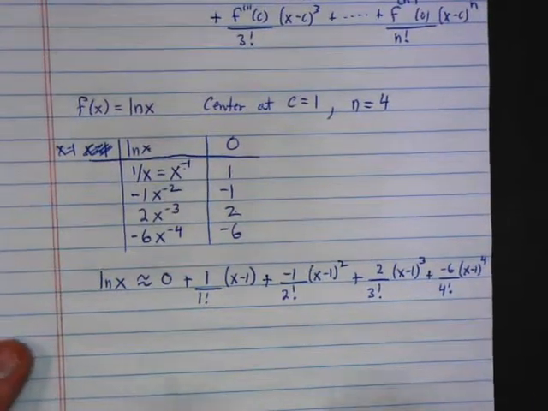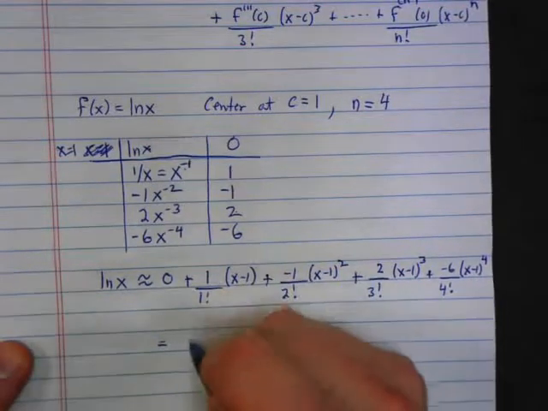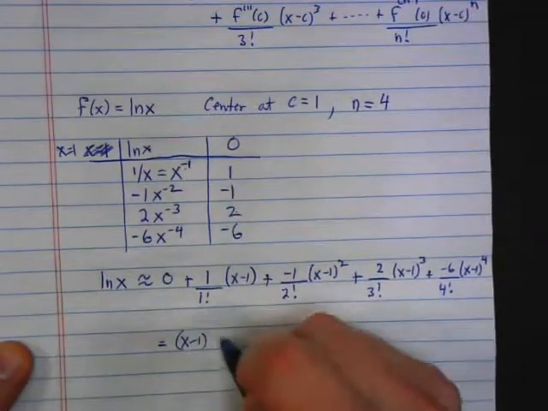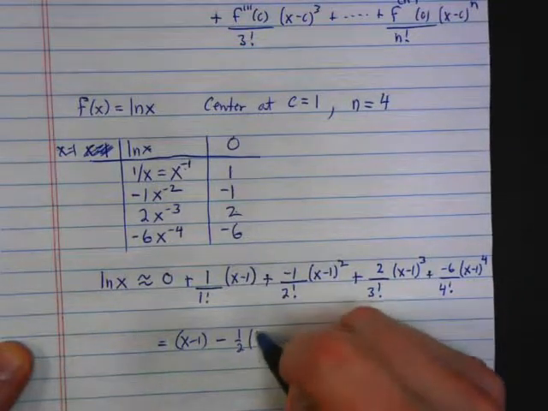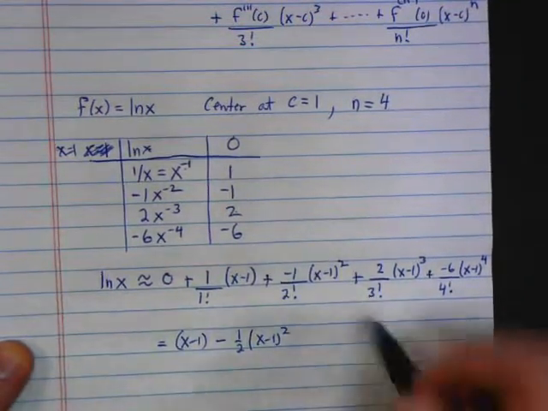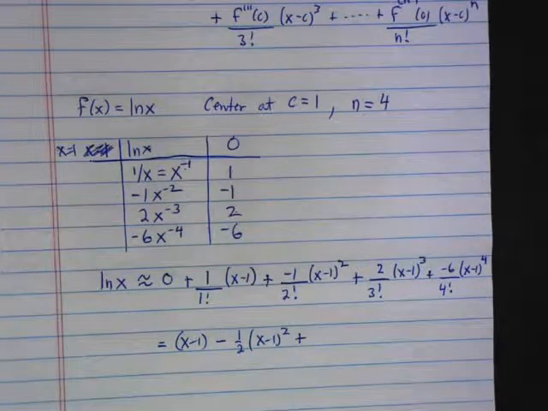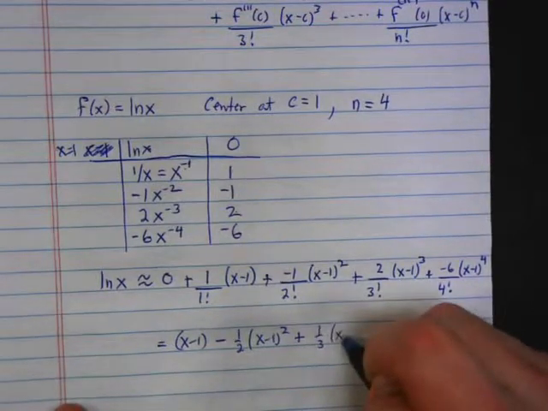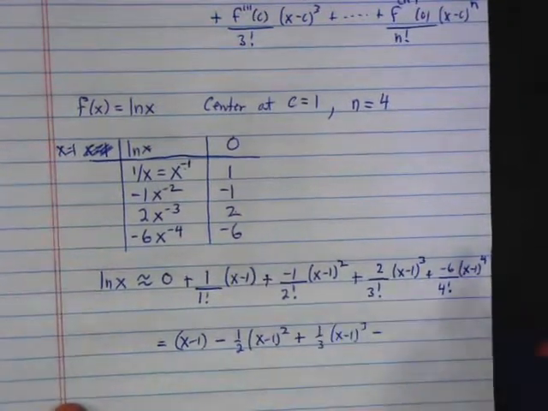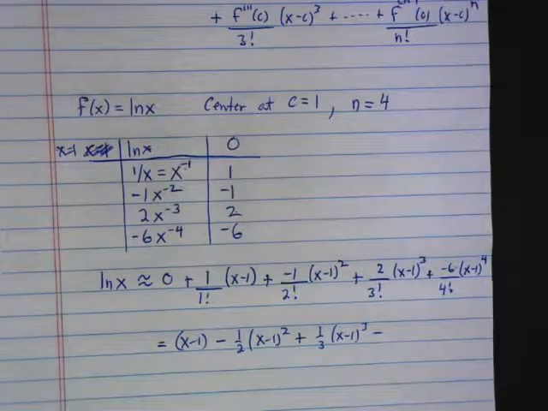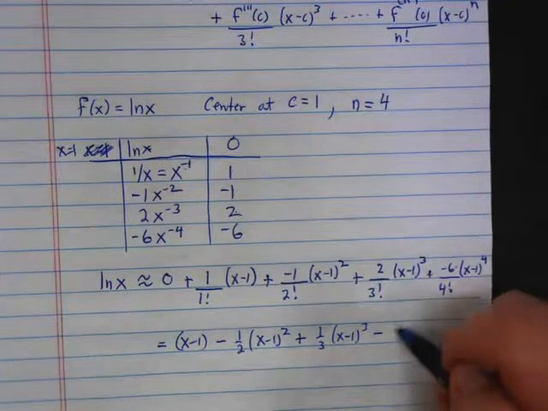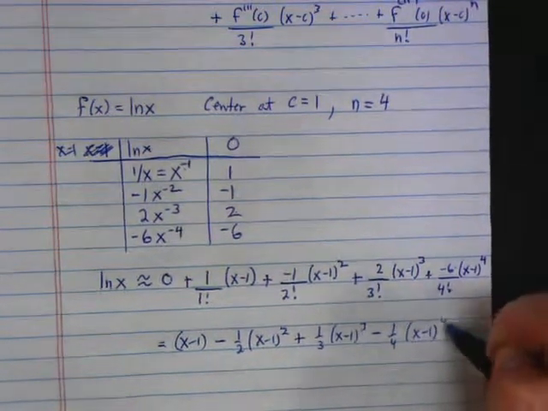Okay, so just cleaning this up a little bit, I'm going to write it as x minus 1 minus 1/2 times x minus 1 squared plus, what's 2 divided by 3 factorial? A third, because 3 factorial is 6. 2 over 6 is 1/3. 1/3 times x minus 1 cubed minus, what's 6 divided by 4 factorial? A fourth. X minus 1 to the 4th.